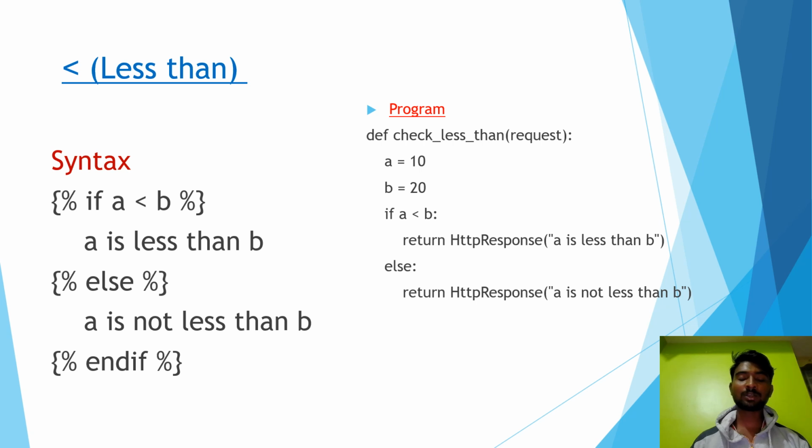In the same way, the program is written like this. If a is equals to 10, b is equals to 20. In the above example, it returns the output as a is less than b, because 10 is less than 20. If we write a is 20 and b is 10, it returns the response as a is not less than b.